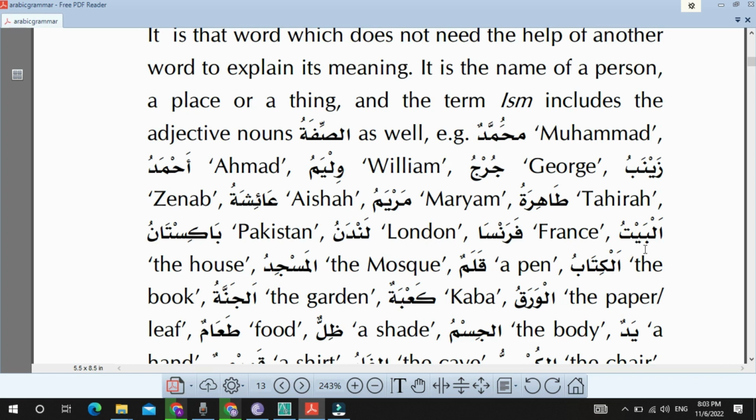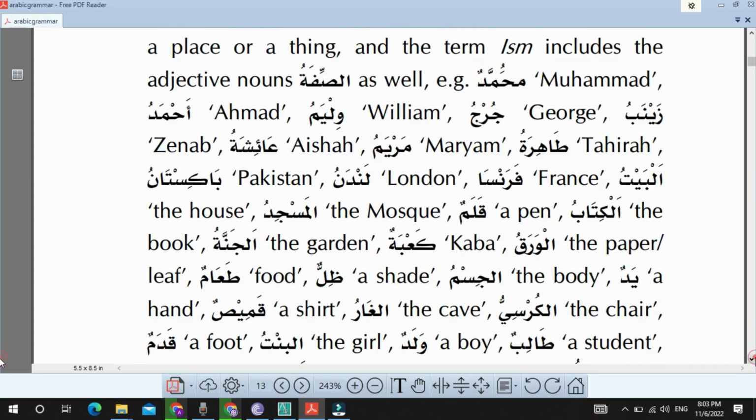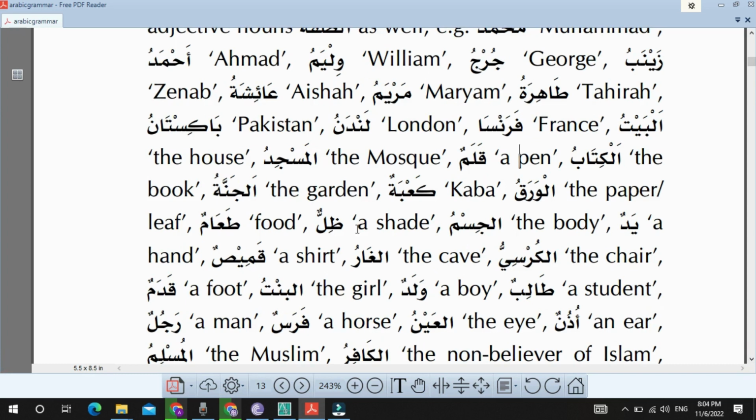Al-Bayt, the house. This is the name of a place. Al-Masjid, the mosque. Qalamun, the pen. It's the name of a thing. Al-Kitab, the book, the name of a thing. Al-Jannah, the garden.